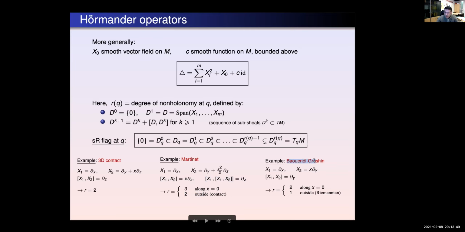For the Baouendi-Grushin case, well, this case is perfectly Riemannian outside of x equals 0, because outside of x equals 0, the two vector fields generate the whole R2, but along x equals 0, you need to take a Lie bracket. This is why you have a hypoelliptic configuration there.